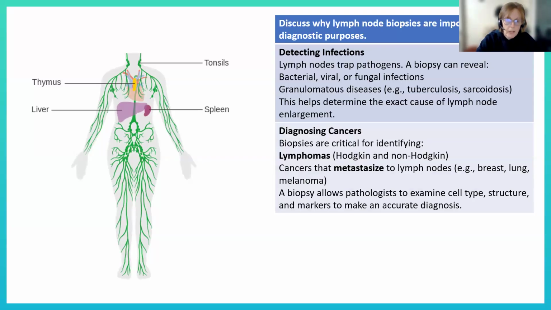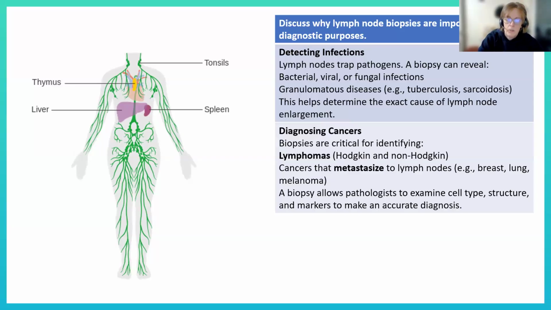But really, they're a really good source of diagnosing cancers because all of these immune cells, which have evolved to trap pathogens, will also trap cancerous cells as well. So biopsies are really critical for identifying some cancers. Lymphomas are a good example, and cancers that spread to the lymph nodes, like breast cancer really commonly spreads to the lymph nodes, lung cancer as well. So it can help oncologists, the cancer specialists, to determine whether your cancer's spread or not if you have cancer.